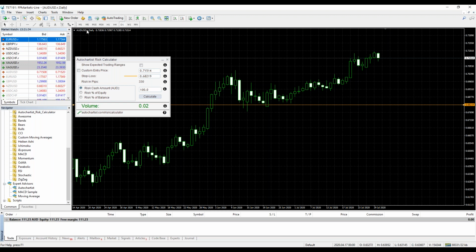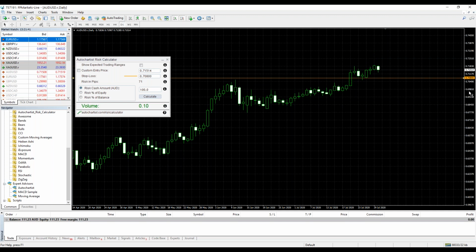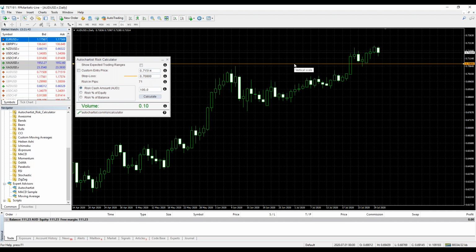I'm looking at the Australian dollar, US dollar daily chart. Let's say I want to take a long position and I want to risk $100. So I would set my orange line at the place where I want to set my stop loss, right? And notice how I don't even care about how many pips I'm risking. All I care about is where I want to set my stop loss. So let's say I want to take a long position, because the way I look at it, I see consolidation here. I think this is a good place to take a stop loss on a long position.